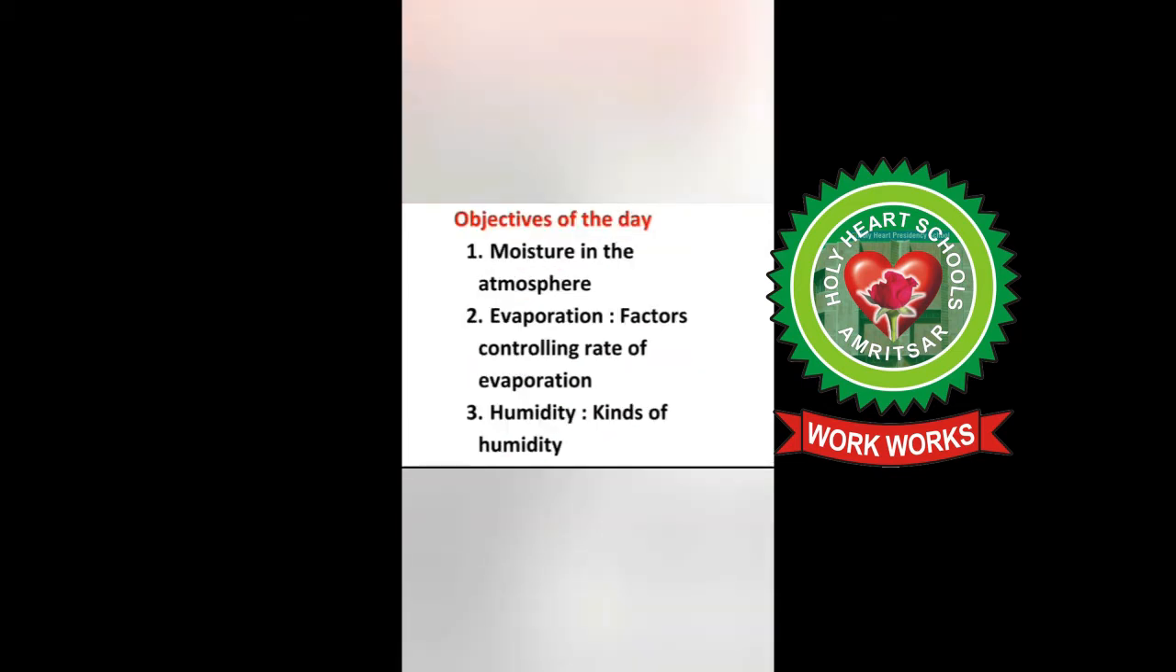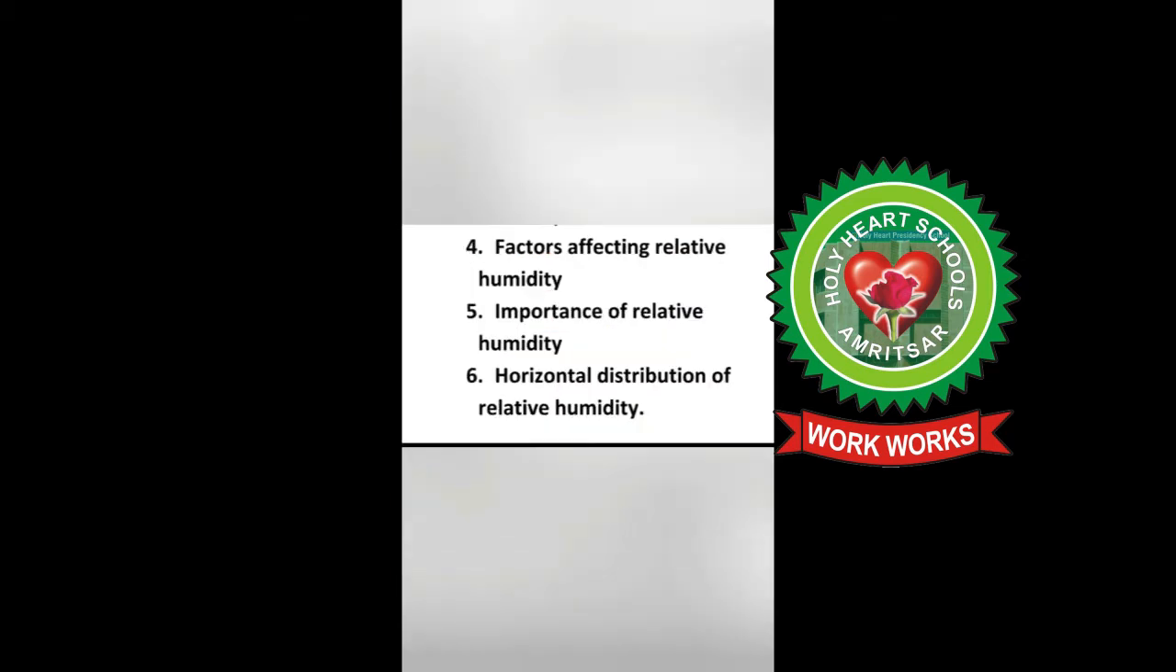The objectives of today's class are: number 1, moisture in the atmosphere. Number 2, evaporation and the factors controlling the rate of evaporation. Number 3, humidity, kinds of humidity. Number 4, factors affecting relative humidity. Number 5, importance of relative humidity. And at last, we'll study the horizontal distribution of relative humidity.